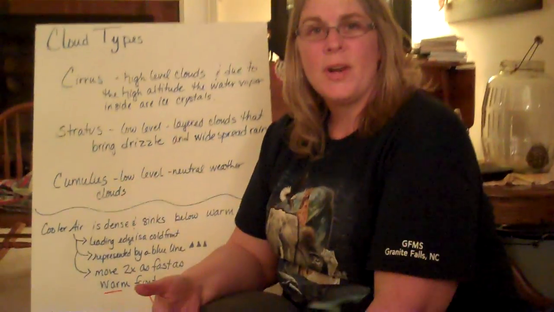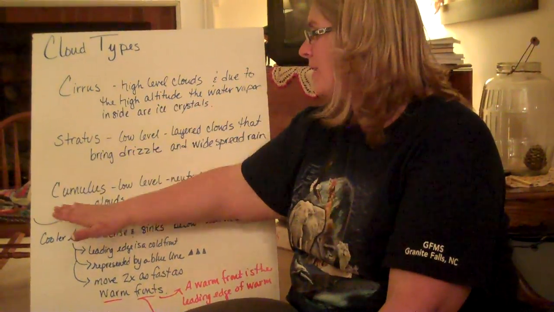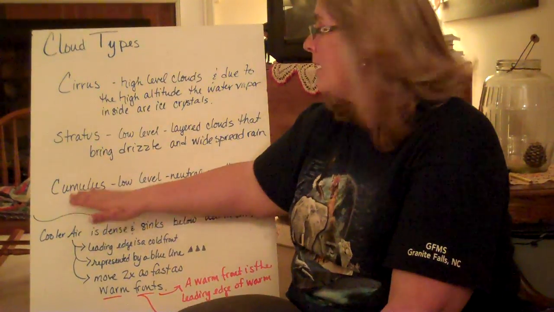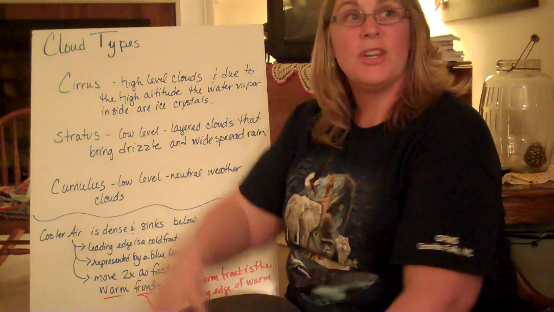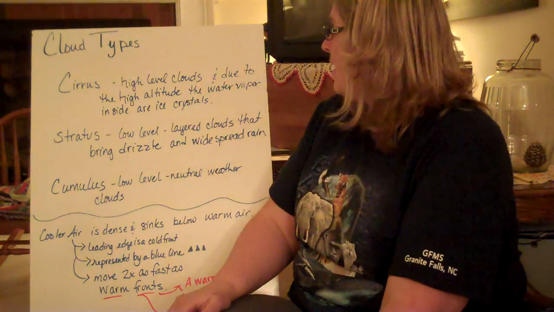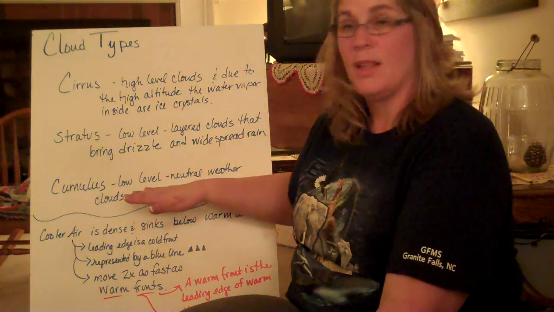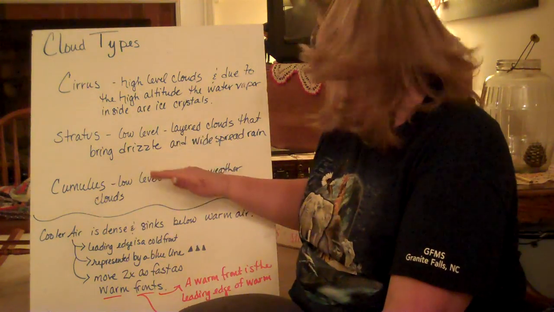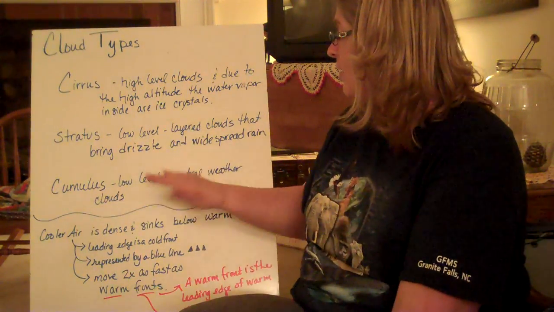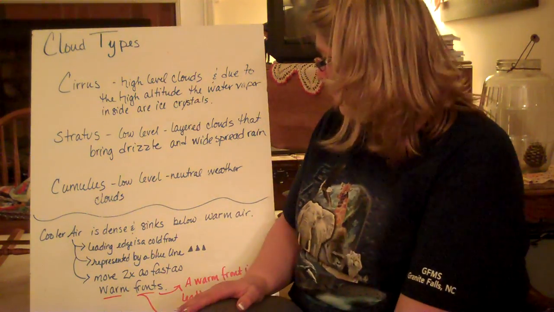Now, another thing that weather forecasters do is they look at cloud types. There are three basic kinds: cirrus clouds, stratus clouds, and cumulus clouds. Cirrus clouds are high-level clouds, and due to the high altitude, generally have ice crystals in them. Stratus clouds and cumulus clouds are low-level clouds. Stratus clouds are layered clouds that bring on a drizzle and widespread rain. Cumulus clouds are low-level clouds that really are just there. They don't do a whole lot right away.